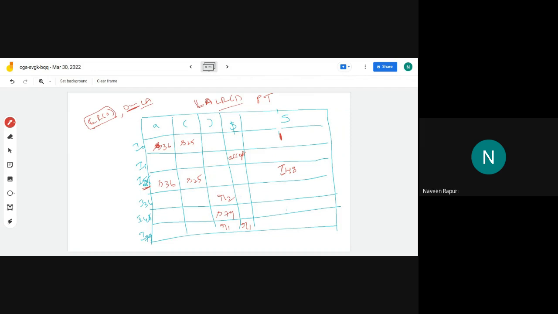From next class, I will explain you how to check whether the given grammar is LALR1 grammar or not, and how to check whether the given grammar is CLR1, LALR1, or any other grammar. Once again I will explain you in the next class, sir.